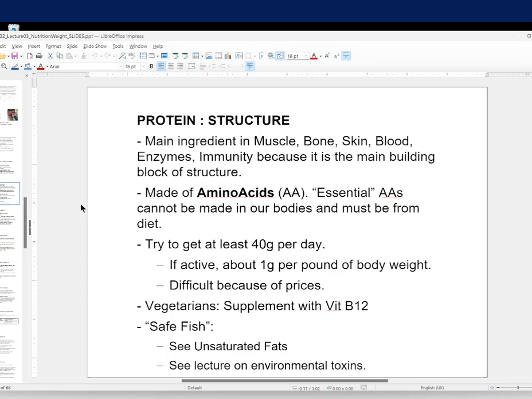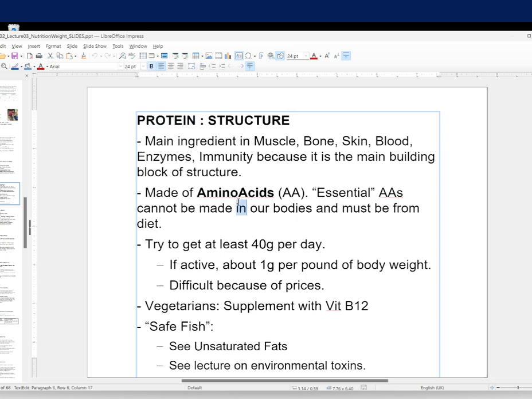Protein. It's not just for your muscles. Protein is used by every cell in your body. Proteins are what make up enzymes, which make your body chemistry possible. Proteins play a huge role in immunity, so lots of reasons to get enough protein.